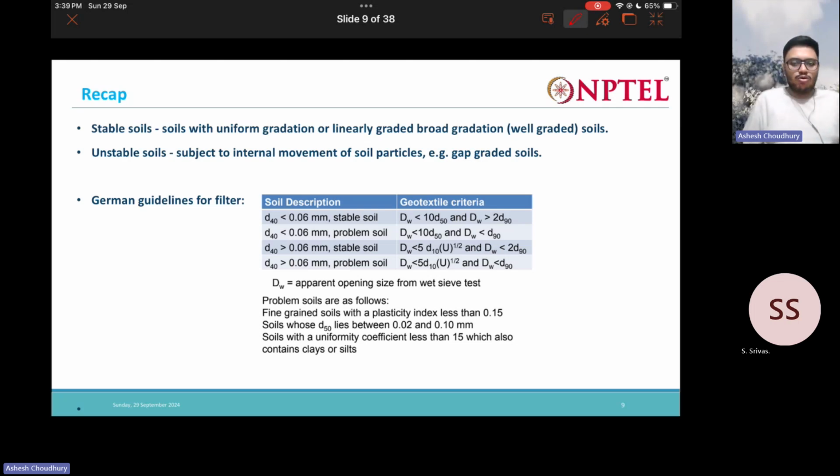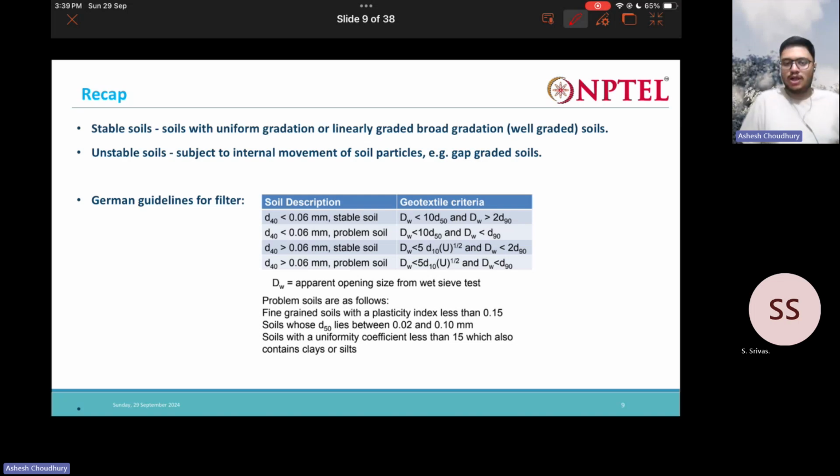So these are some more guidelines. These are called the German guidelines, German guideline for filter. Here we have two types of soil. One is the stable soil and the other is the unstable soil. So what are stable soils? Stable soils are those which have uniform gradation, or linearly graded broad gradation.